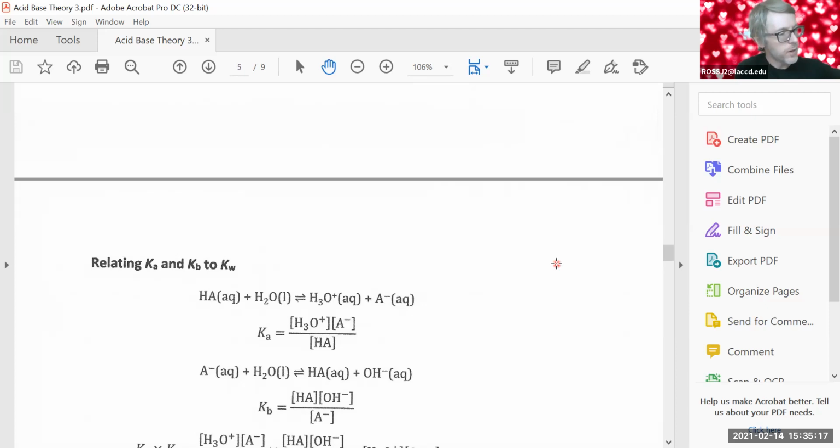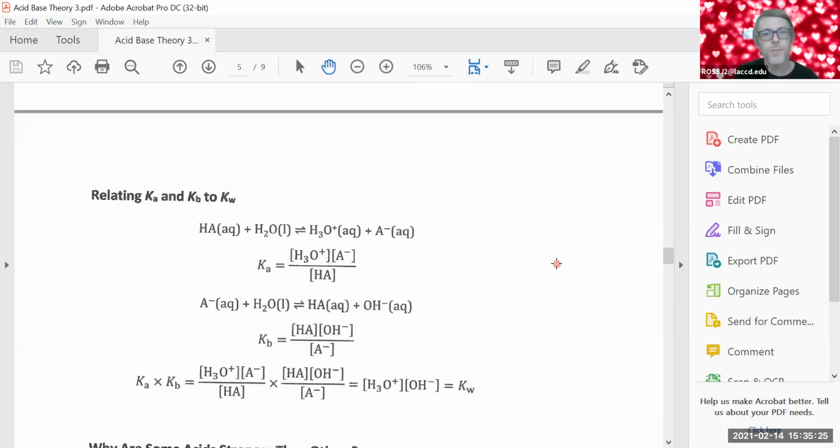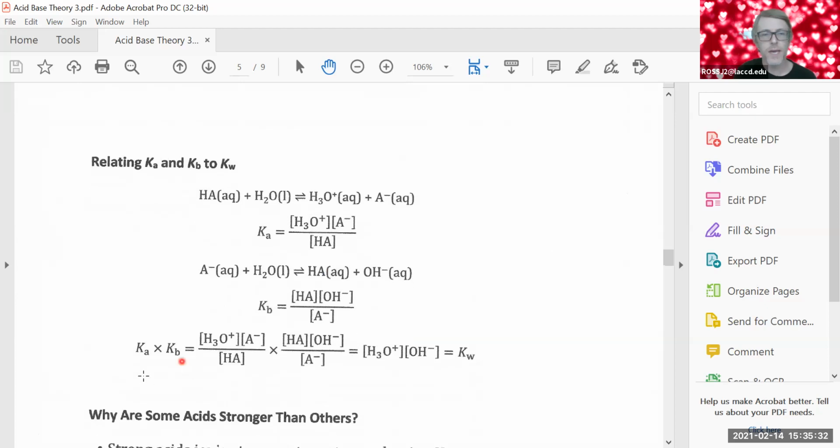All right, so moving on. We've got about 5 more pages left. Not too much, but 5 pages. Anyway, so we've seen some of this before. Remember we said that the product of Ka and Kb is equal to Kw. And I won't belabor this. I think I actually went over this in video 1.